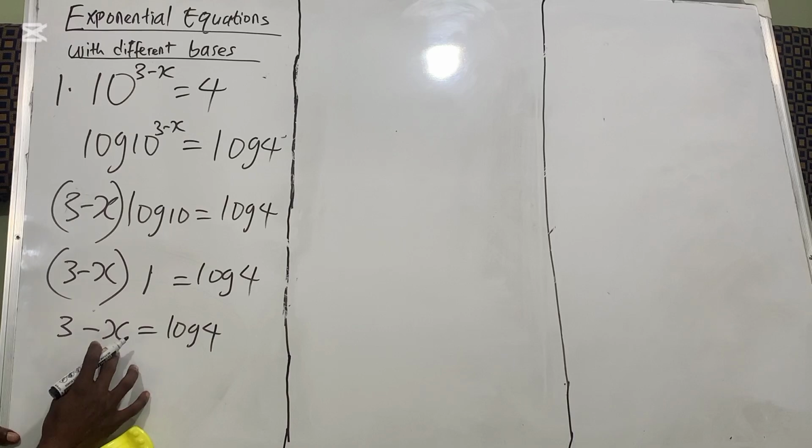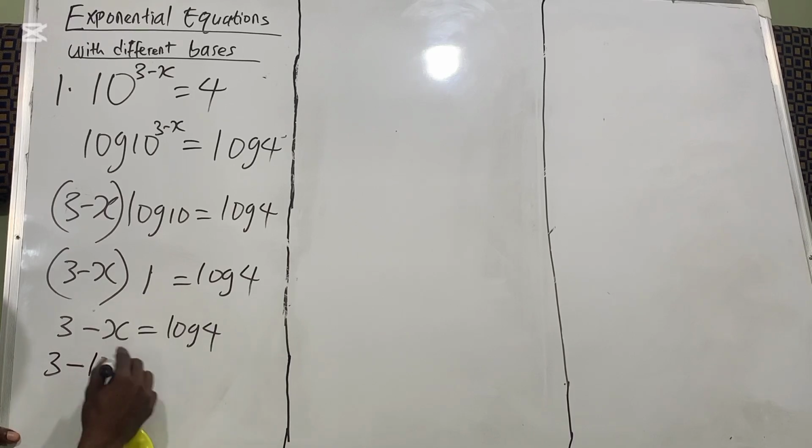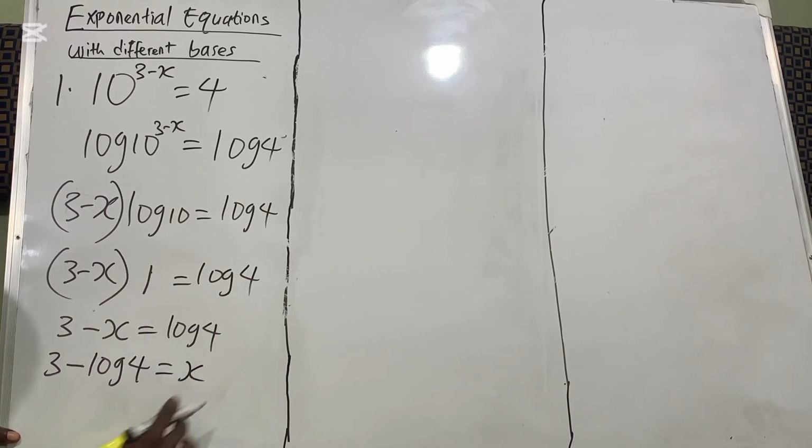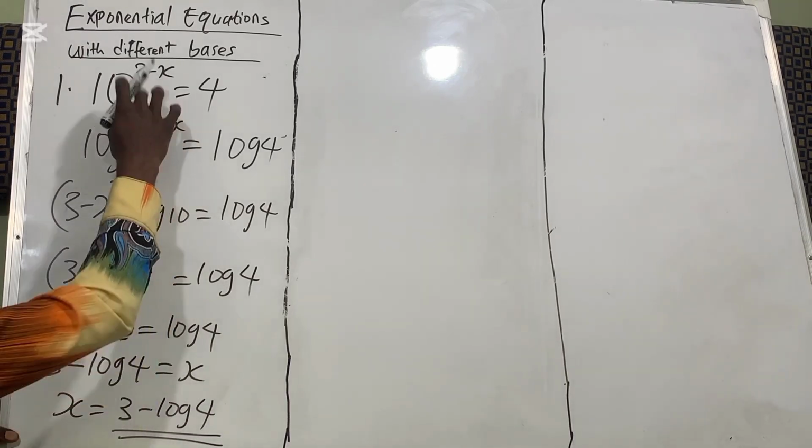And to solve for x, what do we do? We collect like terms. That becomes 3 minus log 4 equals x. This implies that x equals 3 minus log 4. That's the solution of this problem.